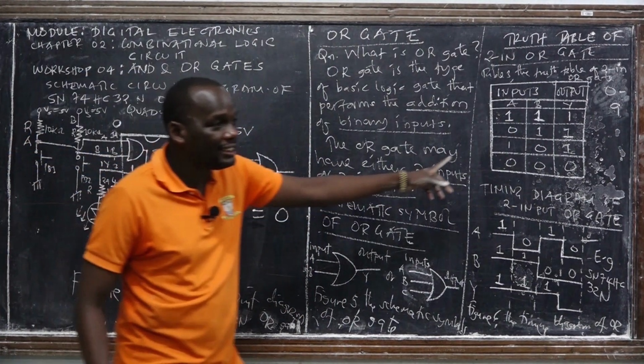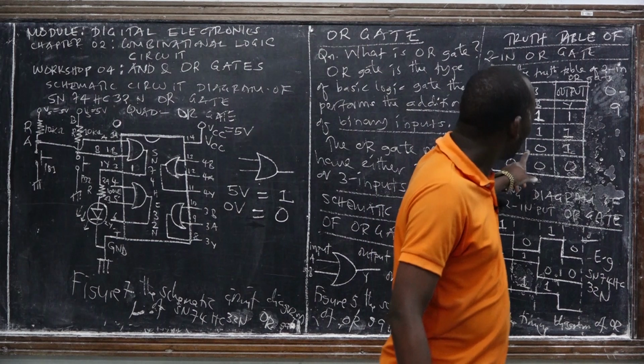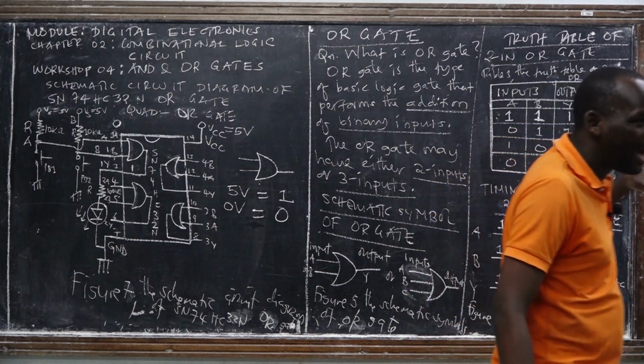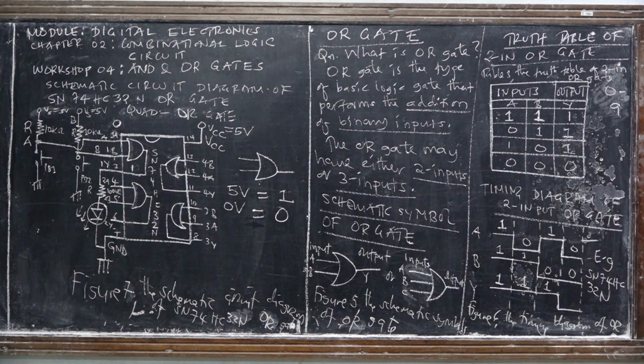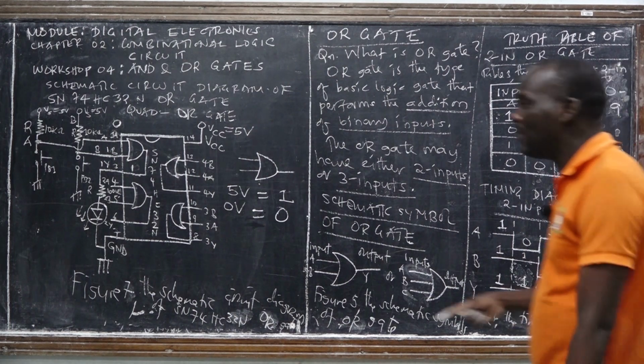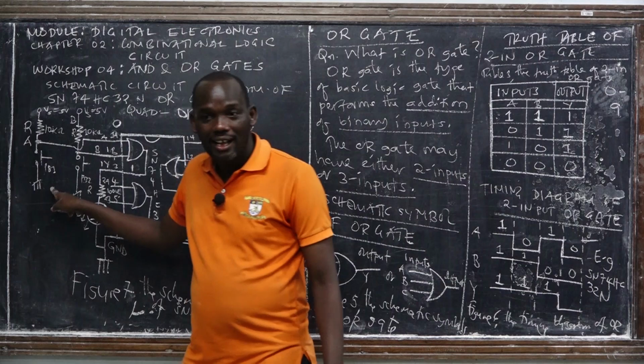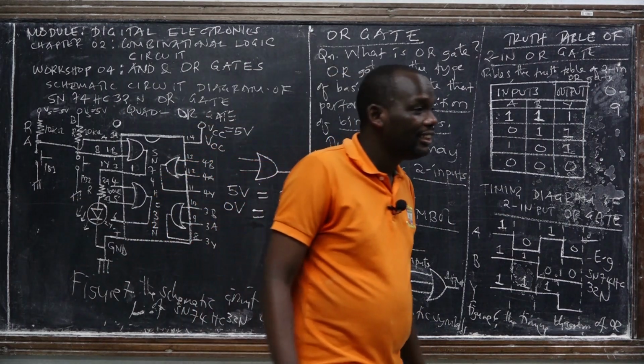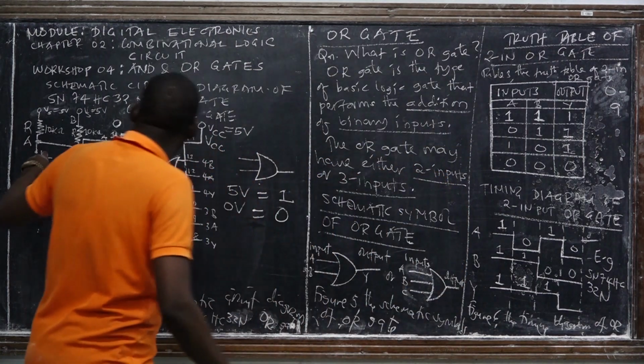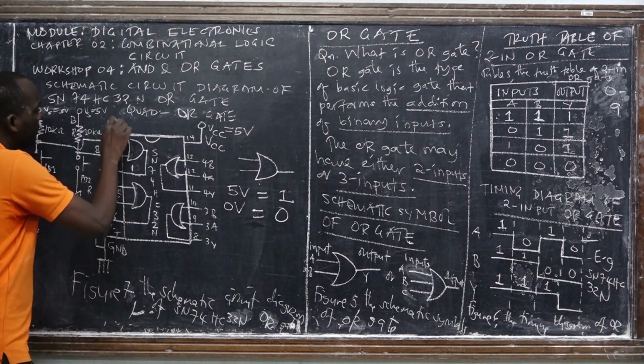Okay, the second one. What is the status of input A? 1. Even Lim said 1. How can you achieve 1? Don't press what? Push button number 1. Right? So we'll have what? 1. Bit number 1 here.